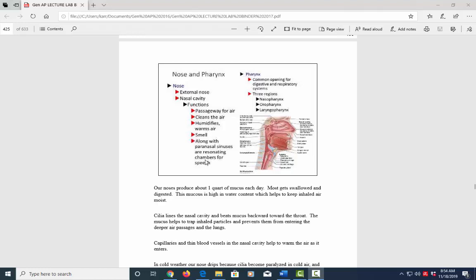And it also is a resonating chamber for speech. If you talk to someone who has a really stuffy nose, that changes the quality of their speech. So the nasal cavities and those paranasal sinuses that we talked about in the skeletal system are important for resonating. And if someone has a sinus infection, that also is going to give that sensation of a full nose and less resonance when they talk.